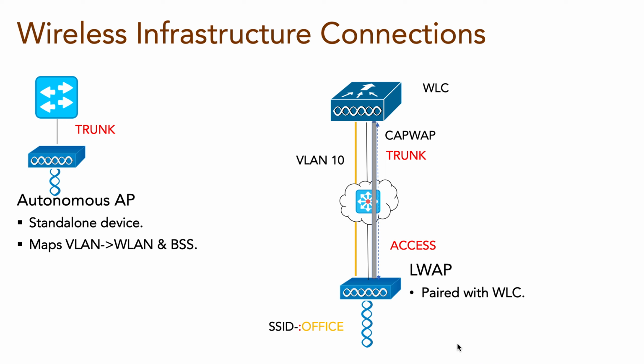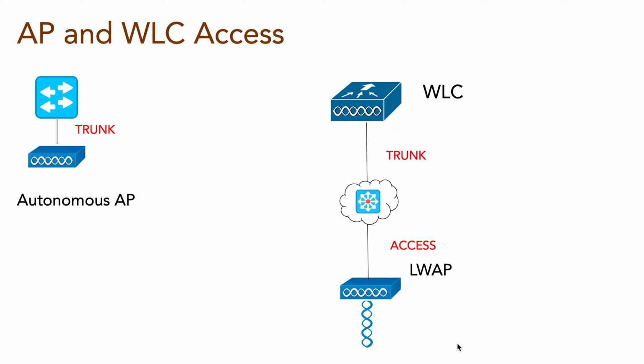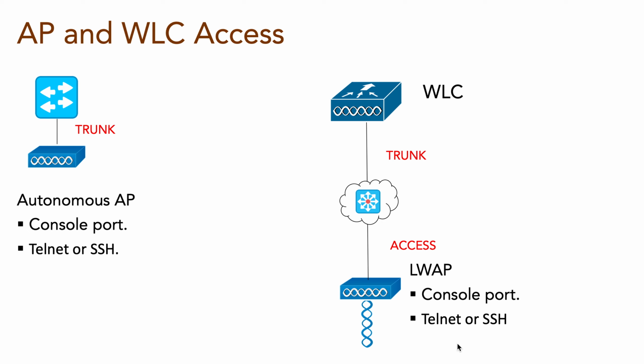Next, let's look at how we can have management access connection on an AP and WLC. Cisco APs can be managed through the console port on the AP. Once the IP is configured, you can also use Telnet or SSH to connect to the CLI. Autonomous APs support browser-based management sessions via HTTP or HTTPS, whereas lightweight APs can be managed from a browser session to the WLC.